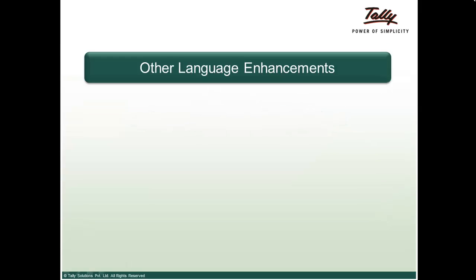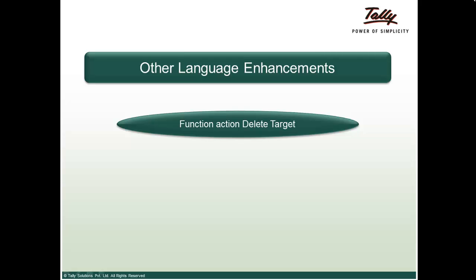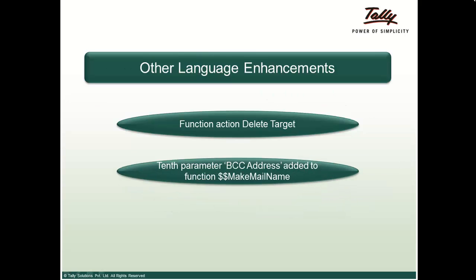Then moving on to the recap of the other language enhancements already seen. Using the function action delete target, it is now possible to delete any primary object through TDL. The function makeMailName is enhanced with the addition of the 10th parameter BCC address, with the help of which the copy of the mail can be sent to the BCC email ID.